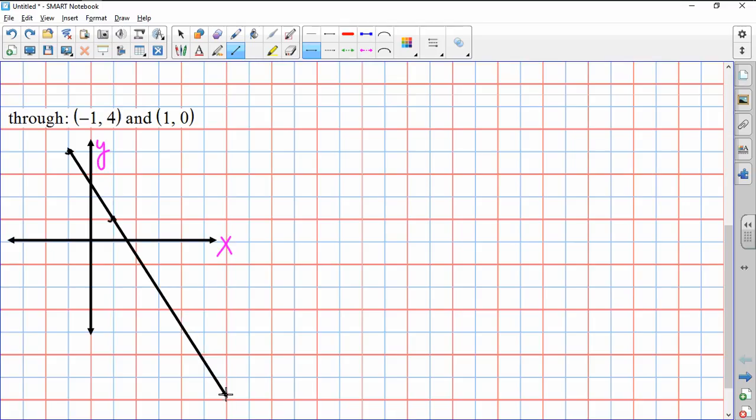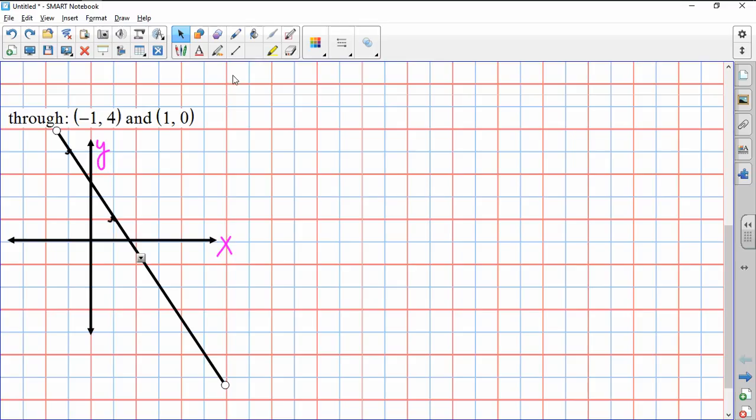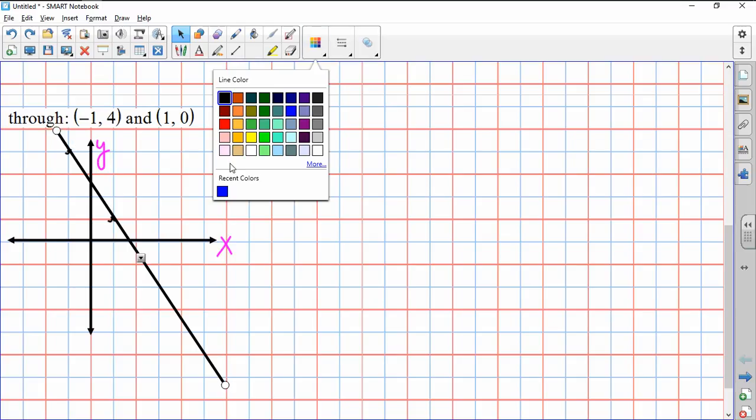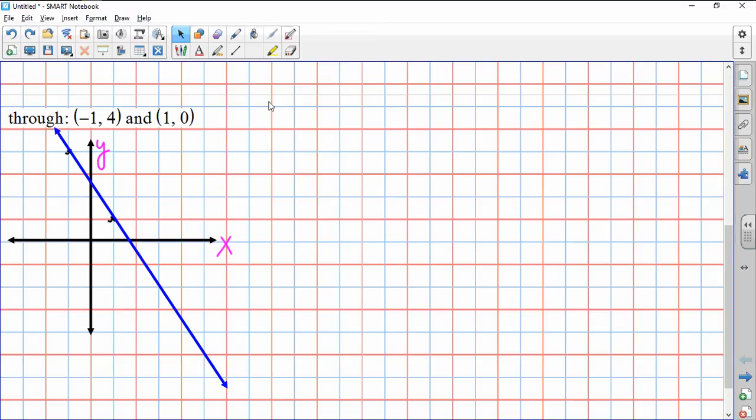So this will be my line. That is my line. Let me change the color of it. Let me make it blue. Now I need to write the equation of that line. So the way you write the equation is the slope-intercept equation. So I need a slope and y-intercept. So they asked me to write the equation y is equal to mx plus b.